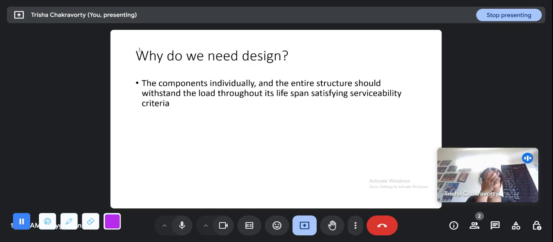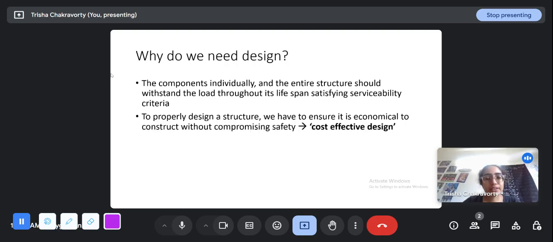Satisfying serviceability criteria. Serviceability criteria has to do with the deflections and the deformations. So withstanding the load is the collapse or ultimate limit state, and the serviceability criteria are the serviceability limit states. Both have to be taken into account. To properly design a structure, we have to strike a balance between the safety and the economy.